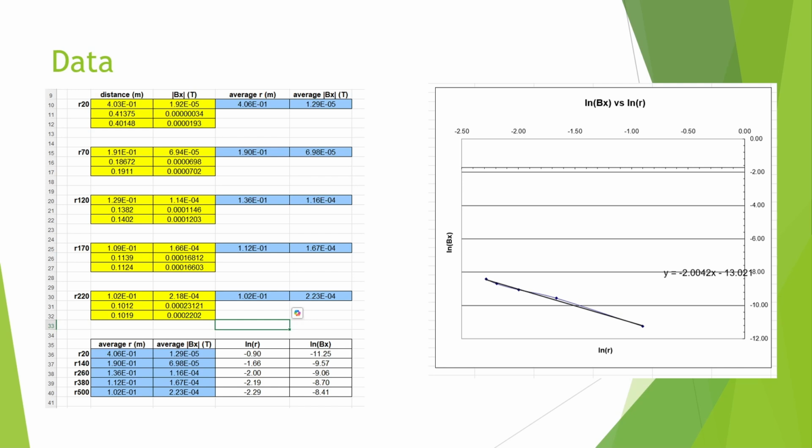So after logging the data I recorded from the experiment into the Excel sheet provided, I was able to plot ln of Bx versus ln of r. The resultant linear fit produced a result of negative 2.0042, which was pretty close to the theoretical value of negative 3 for a dipole. Then after that, I was able to extract the constant k from the y-intercepts, as well as the magnet's dipole moment mu, which was aligned with the expected values that I found.